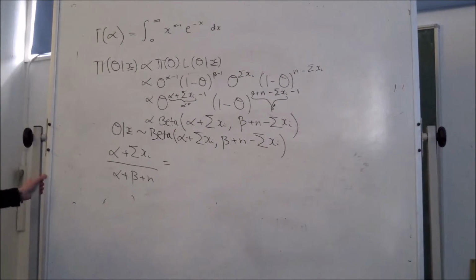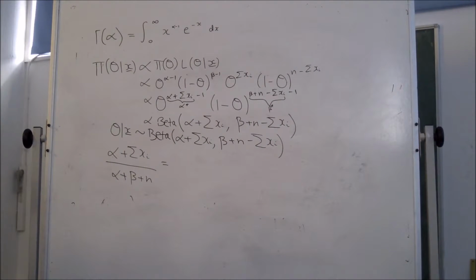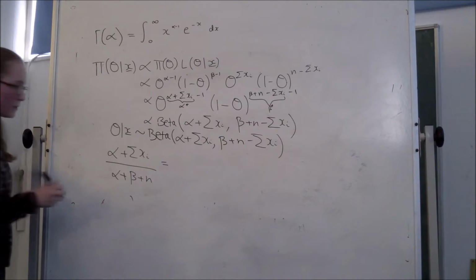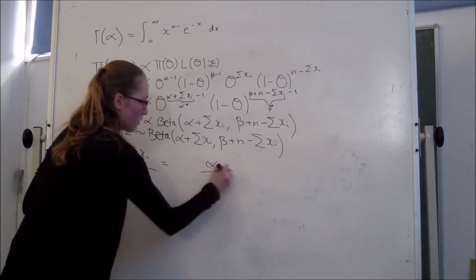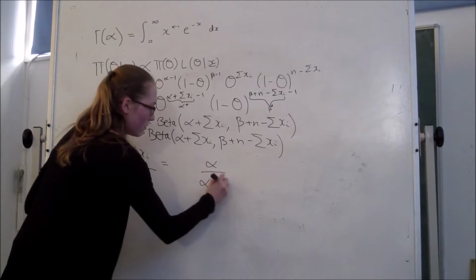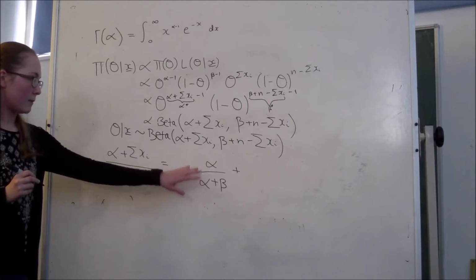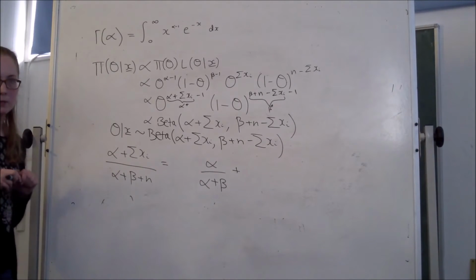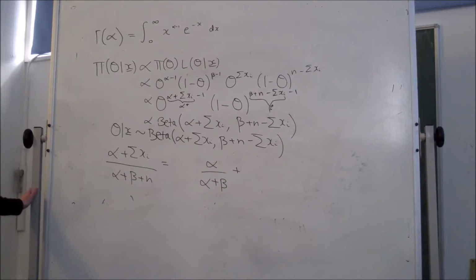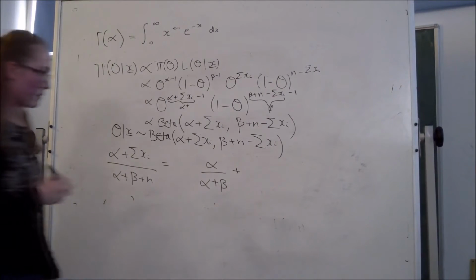And we want to write this as a linear combination of the prior mean and the sample mean. So our prior was beta with parameters alpha and beta, so the expectation of that is alpha over alpha plus beta. And then we want something times this, and then we want something else times the sample mean, which is the mean of our data, which is the sum of the xi's over n.